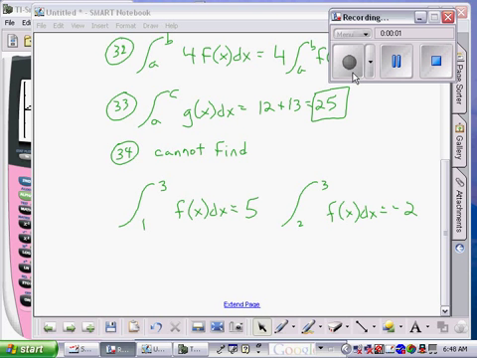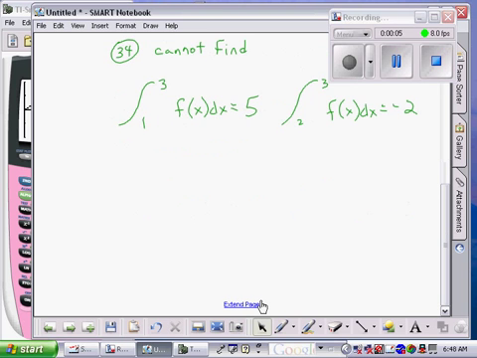Give us enough information there. 1 to 3 and 2 to 3. And if I ask you to find, let's say, from 1 to 2 of f of x dx, we did problems like that on Tuesday.